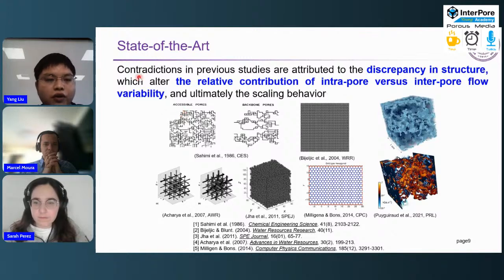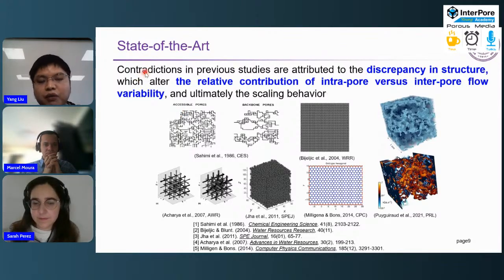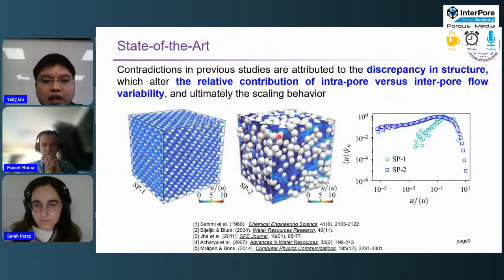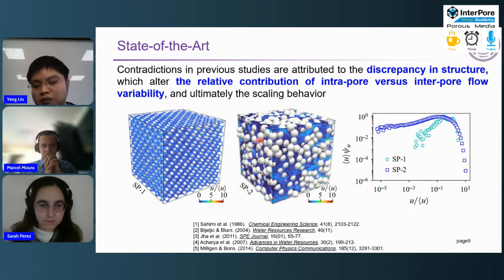So here we summarize that the contradictions in previous studies are attributed to the inconsistency in pore structures, just as shown in the following figure. Extensive pore structures have been adopted in previous studies, and here we show that the probability density distribution of velocities are significantly different for ordered structure and disordered structure, which will alter the relative contribution of interpore versus intrapore flow variability and ultimately the scaling behavior.